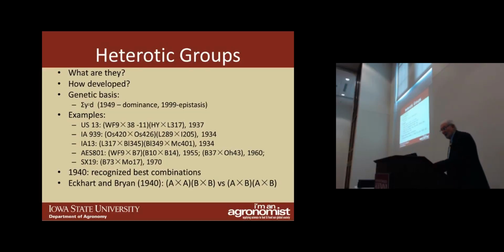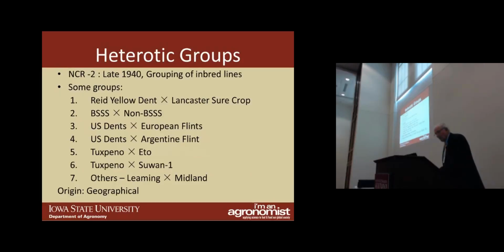Well, in short, Eckhart and Bryan in 1940 reported data in the American Society of Agronomy. You want A by A as one single cross and B by B, and it was higher yielding, more uniform, and so forth than if you had reed by Lancaster, reed by Lancaster. So that would pretty much put them in place, and in the North Central corn breeders, they developed heterotic groups by grouping the inbred lines for breeding purposes.